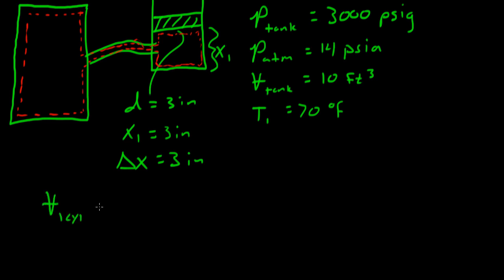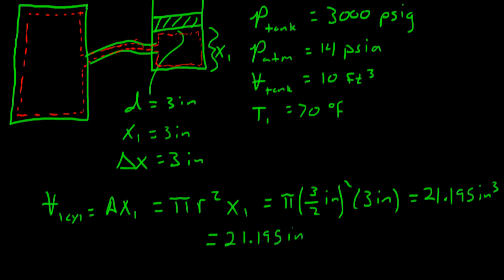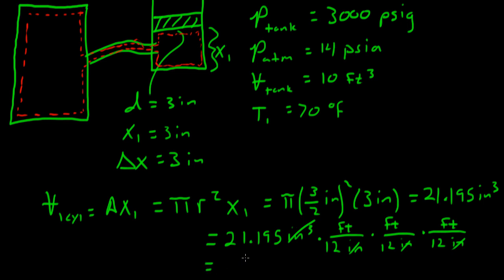The initial volume of the cylinder is the area times x1, which is equal to pi r squared x1, which is equal to pi times (3 over 2 inches) squared times x1, which is 3 inches. This equals 21.195 inches cubed. We can convert this to cubic feet. You see that the inches cancel, and we're left with 0.0123 cubic feet.